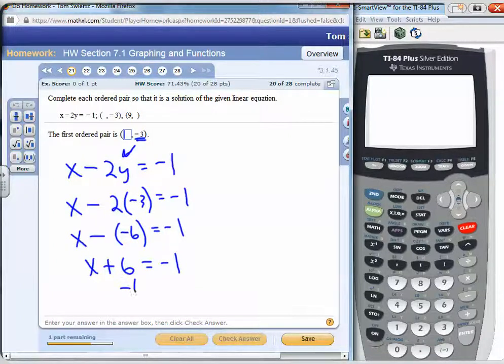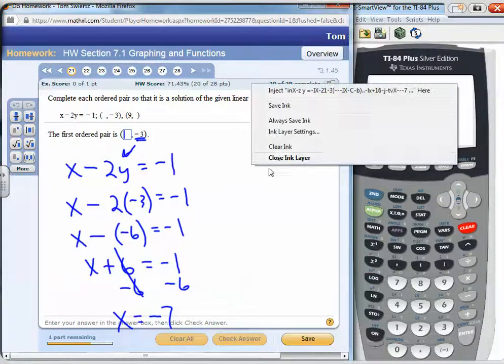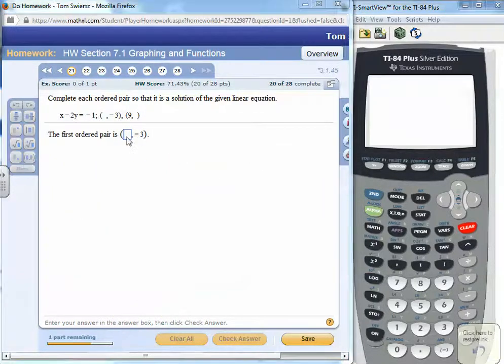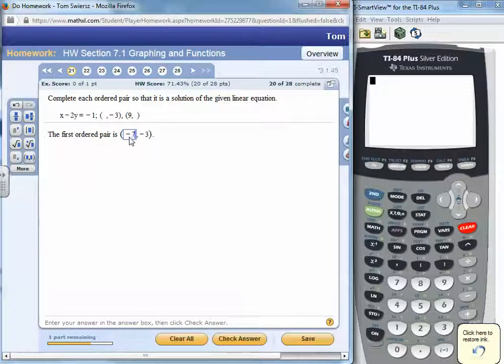To solve for x now, I would subtract 6 from both sides to make it 0. And -1 minus 6, again you can do it on your calculator, is -7. -1 minus 6 is -1 plus -6. Two negatives you add together, you get -7. So that would be our answer. When the y value is -3, we solved for x, and the x value is -7. So right there, -7.